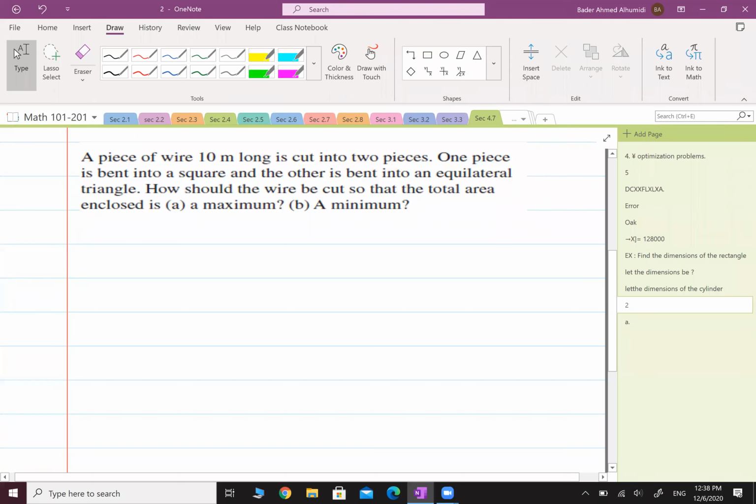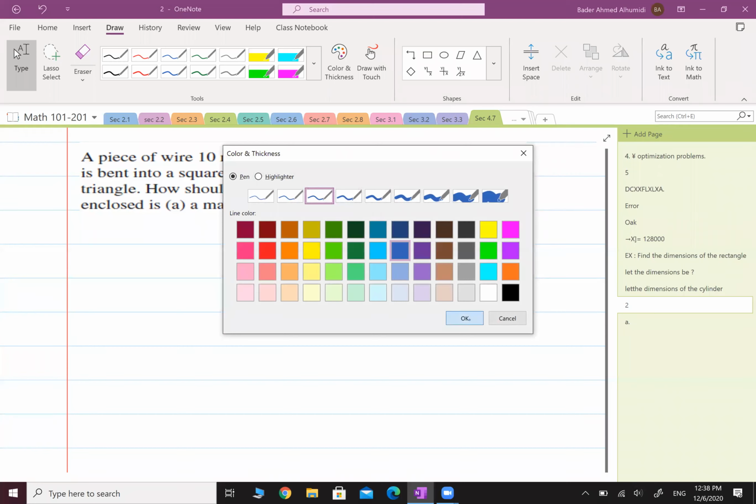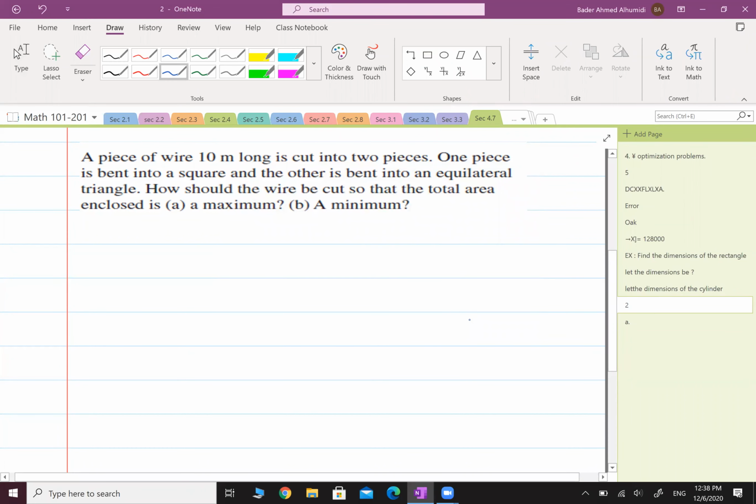Now we read the question, then we say what the previous version was. It says: a piece of wire 10 meters long is cut into two pieces. One piece is bent into a square and the other is bent into an equilateral triangle. In the previous version the other piece was not an equilateral triangle, it was a circle. In the end the idea is the same. How should the wire be cut so that the total area enclosed is one time maximum, one time minimum? Let's try to imagine the question first before we solve it.